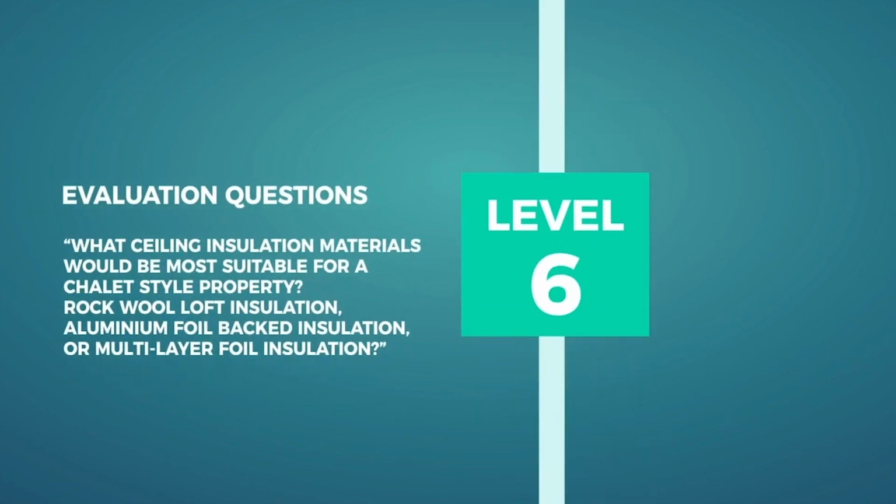Level 6. Evaluation. Here, the students develop opinions, judgments or decisions. Questions at this level prompt the learner to justify their thinking, compare and discriminate between ideas, and make choices based on reasoned argument with questions such as, what ceiling insulation material would be most suitable for a chalet-style property? Rockwool loft insulation, aluminium foil-backed insulation, or multi-layer foil insulation?